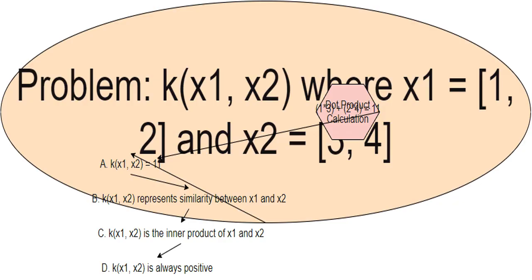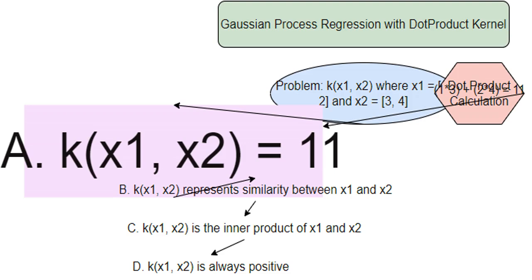Here's our challenge. I have two data points, x1 and x2. Each point has two values. The problem asks you to find k(x1, x2), which represents the output of the DotProduct kernel when I use these two points as input. The DotProduct kernel will calculate the similarity between these points. This statement says that the result of applying the DotProduct kernel to x1 and x2 is 11. We'll verify this by calculating the DotProduct.